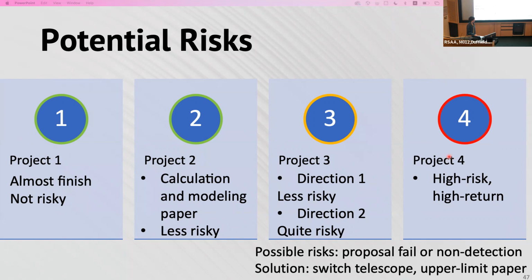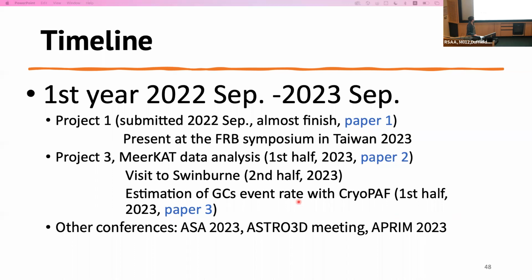Project 4 is, I think, the most risky project in my thesis. It is a high risk, high return paper, because I don't want to spend like 24 years in my PhD, right? Like the gamma ray burst case. But if you detect it, it will work for Nature, I would say. So this will be the most risky one in my thesis. And I will also show you my timeline for my PhD.